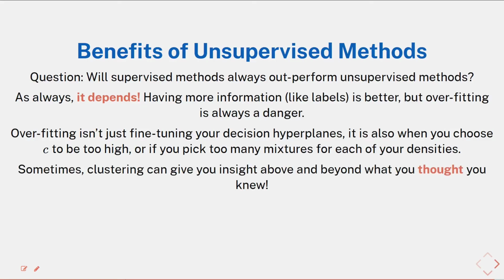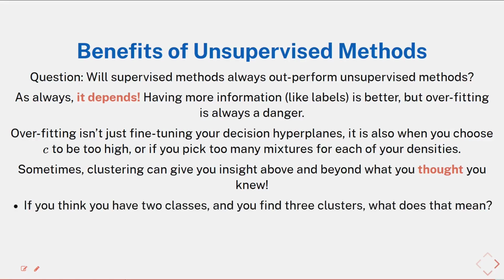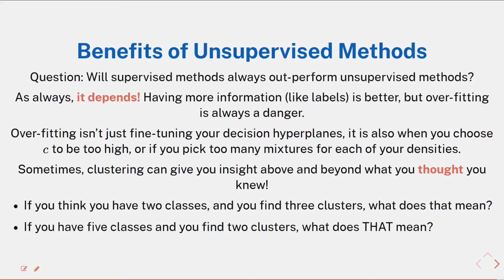Sometimes clustering can give you insight above and beyond what you thought you knew about a particular data set. So if you think you have 2 classes and you find 3 clusters, that could be very useful to tell you that the problem is actually more complex than you thought it was. If you thought you had 5 classes and you only find 2 clusters, that probably means that the features that you've selected for discriminating your 5 classes are not robust enough or not specific enough to capture the different classes. But it could mean that these 2 clusters represent natural groupings of the data that you might be interested in. So that is also important to know.